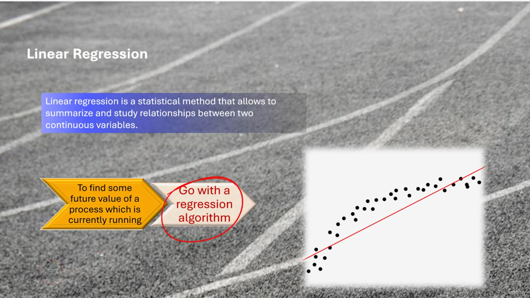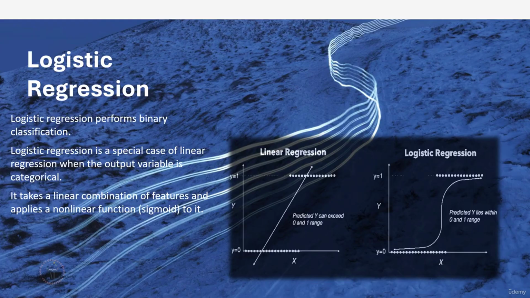Now, apart from linear regression, we've got another model called logistic regression. Don't get confused, guys, when we say logistic regression. It's not for regression tasks, but it is used primarily for binary classification. Remember the term, it is used primarily for binary classification. And it's a special case of linear regression where my outcome variable is categorical in nature. What this does is take the linear combination of the features and apply a non-linear function, the sigmoid, on top of this.